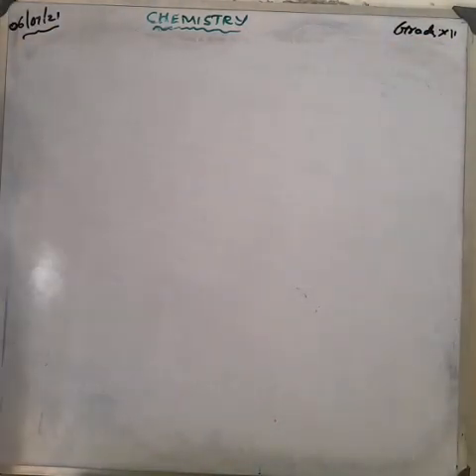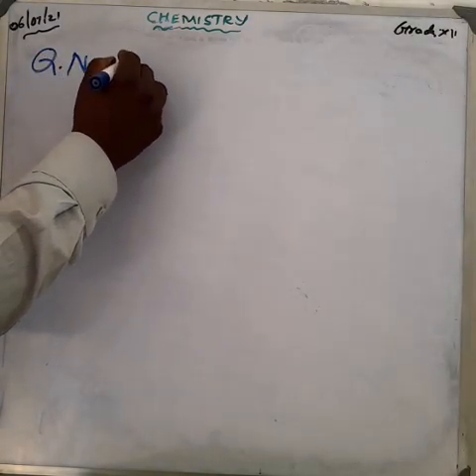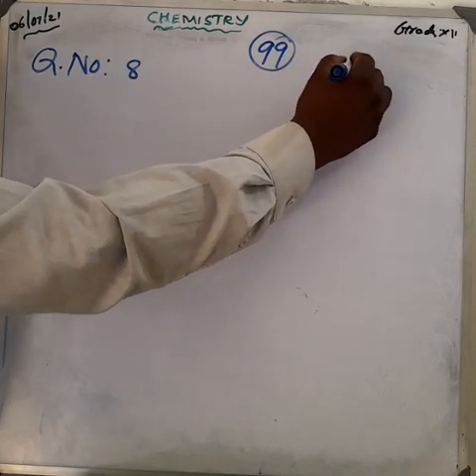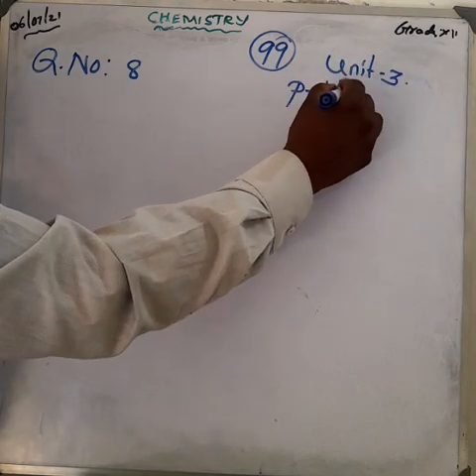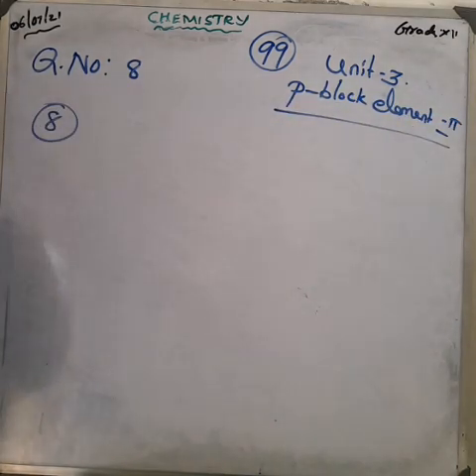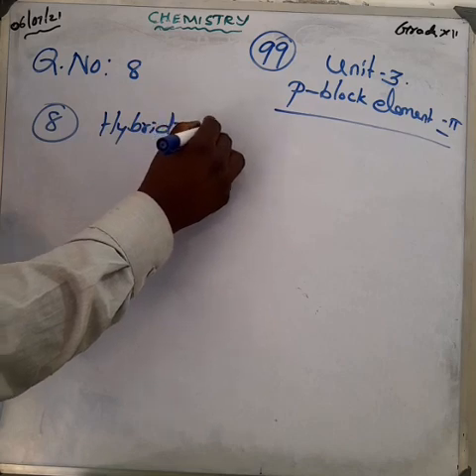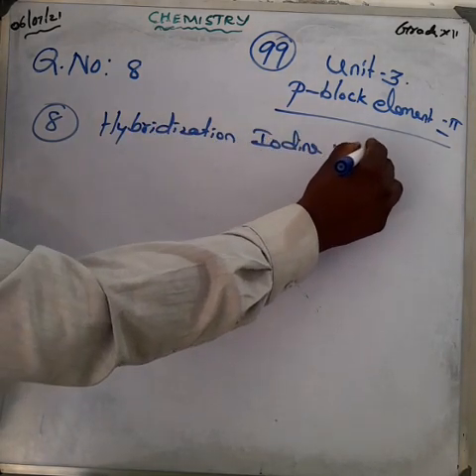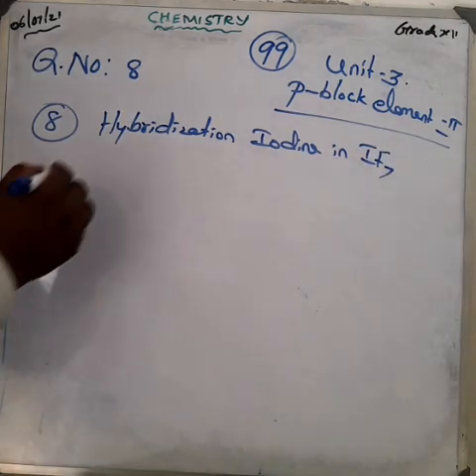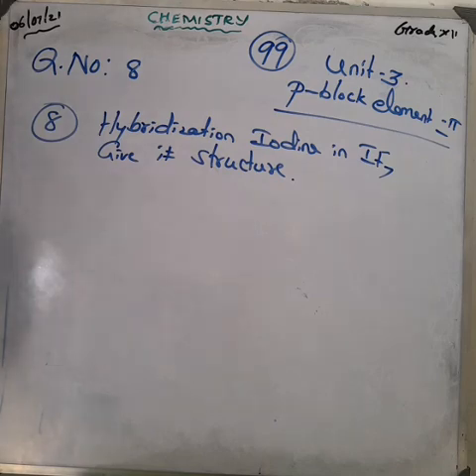I think there is one more question in our today's portion, that is question number 8, page number 98, third lesson, unit 3, P block element 2. What is the hybridization of iodine in IF7? Give its structure.